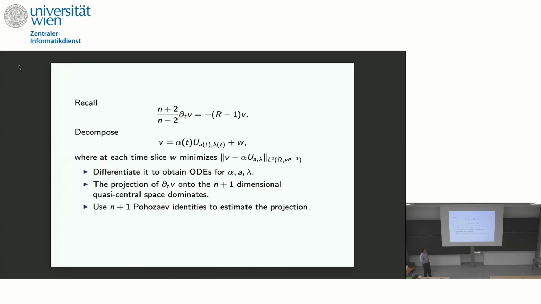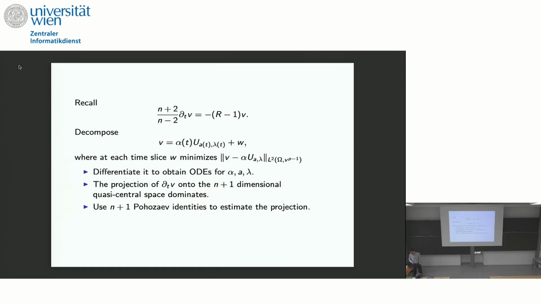But we don't know, so we only know it's the convergent bubble in the energy space, right? So we decompose V to the alpha T times this bubble plus W. W is error. And so how to determine W? So W minimizes this L2 weighted norm. Okay, and by the implicit function theorem, for each time we have A, we have lambda, we have a W, and A, lambda smooth in T, so that we can take a derivative.